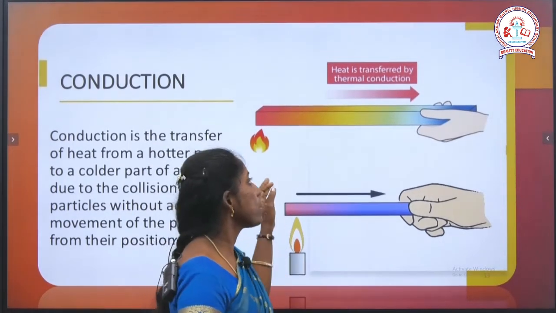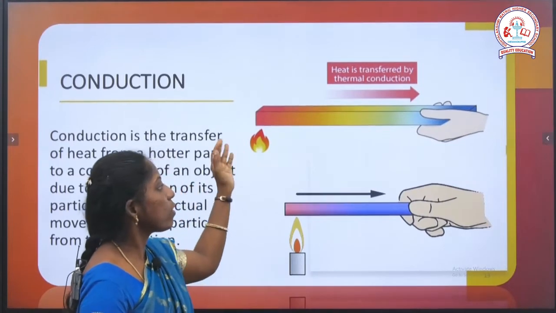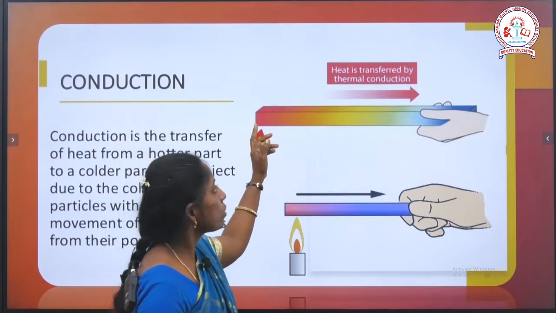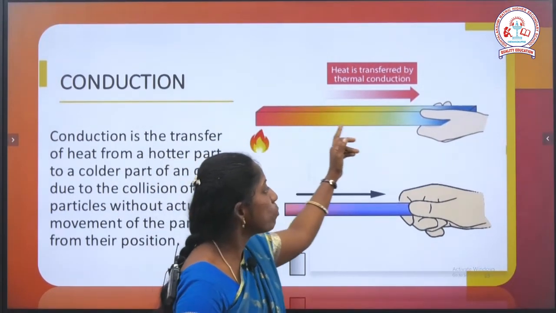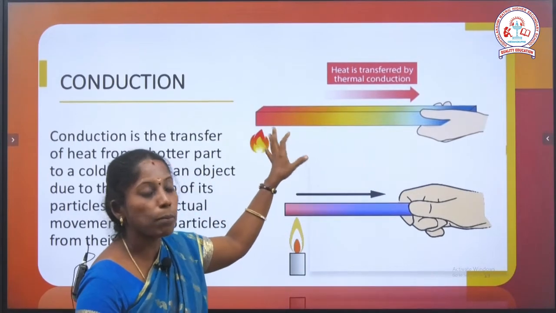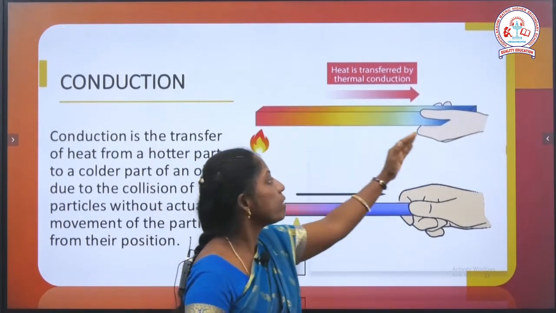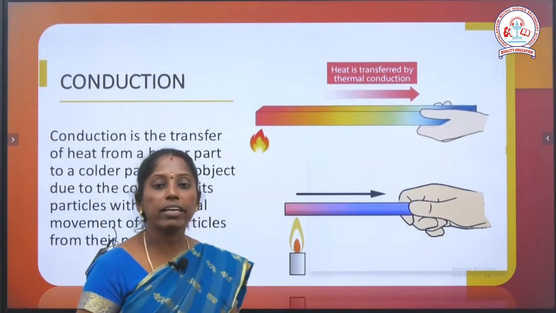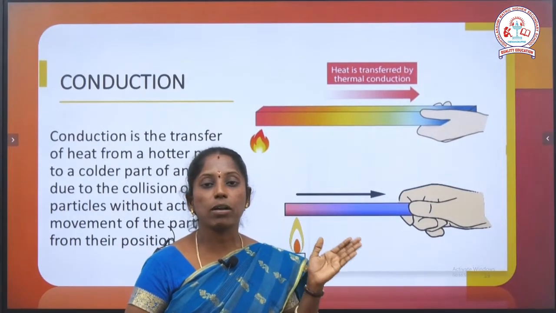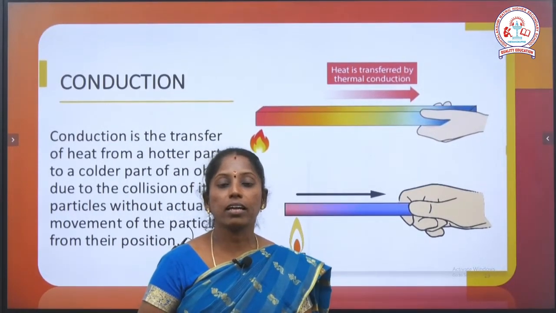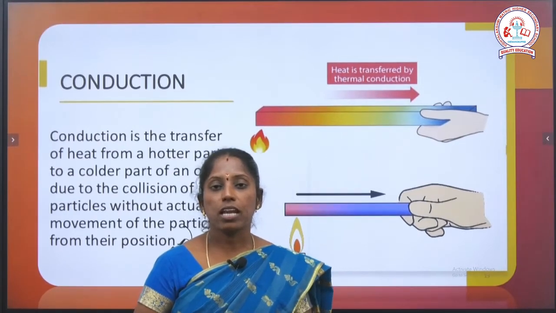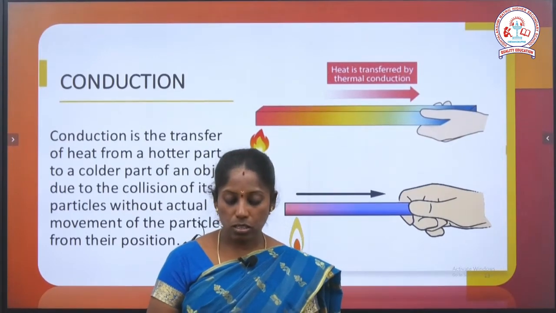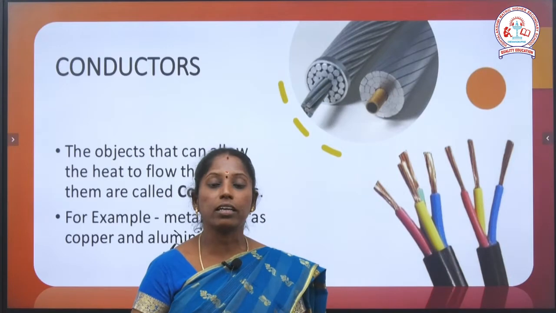Here we can see in the picture. The first picture is also the same: I take an iron rod and heat one edge of it. What happened? The heat transfers through the movement of particles. Without the movement of the object, the particles move from one end to another end and transfer the heat from this part to that part. So conduction is the heat transfer from the hotter part to the colder part. This conduction takes place in solids. Next, let us see what is meant by conductors.